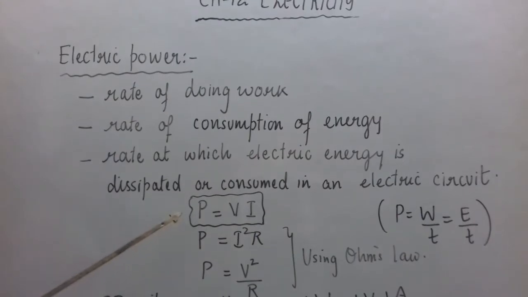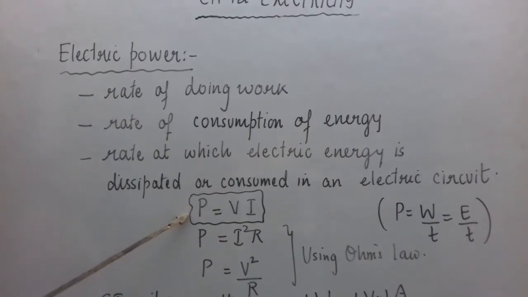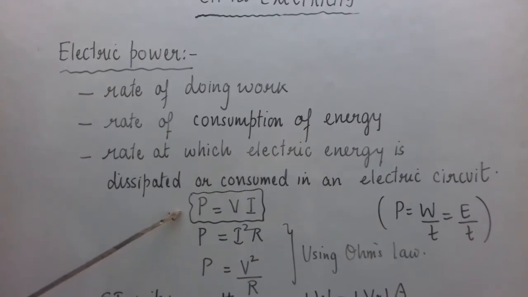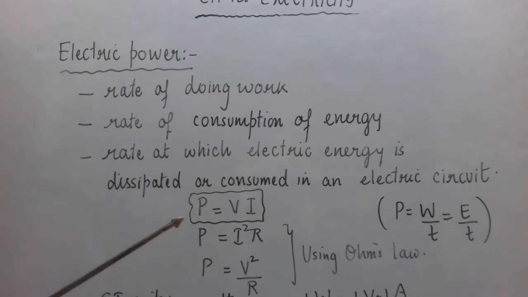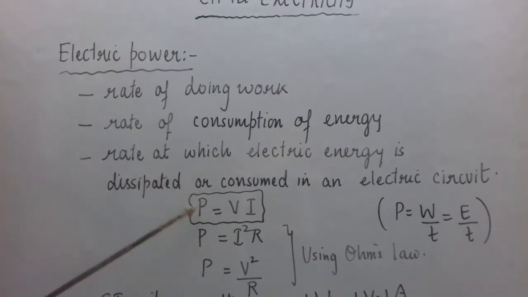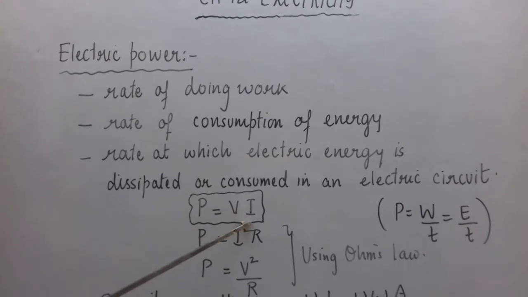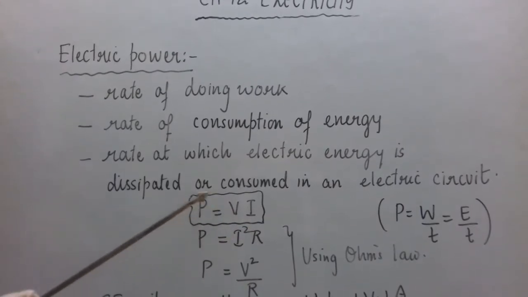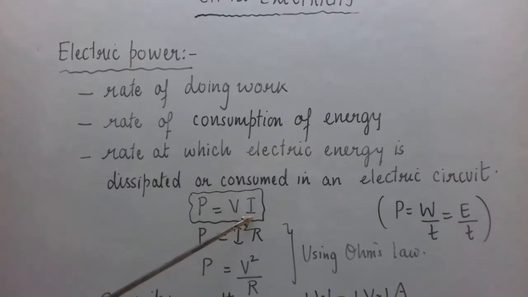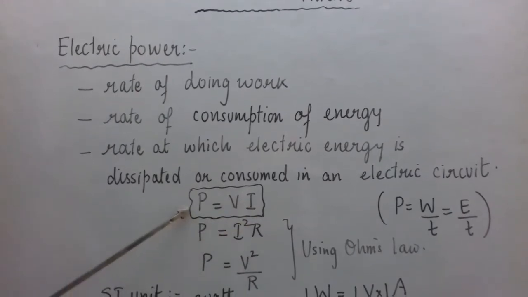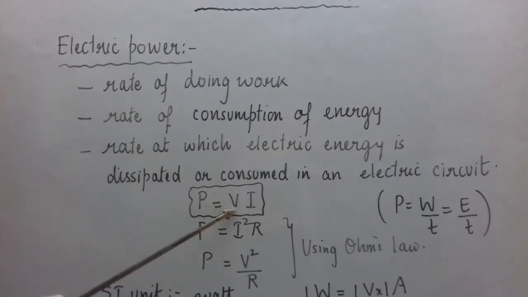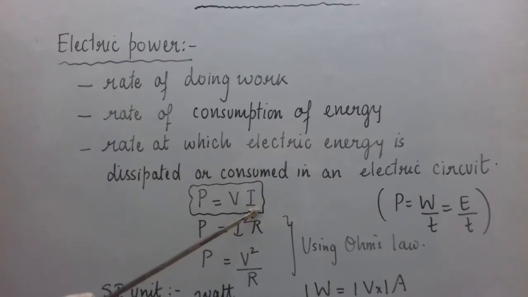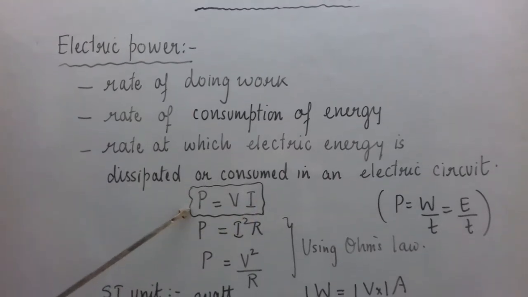Now you have seen this formula for electric power in the previous video when we were deriving an expression for Joule's law of heating, that is H is equal to I square RT. In that case we have used P is equal to V into I, where P is electric power, V is the potential difference and I is the current. Just remember this expression for power, so when the voltage and current through any conductor are known, you can find the electric power by using this formula.